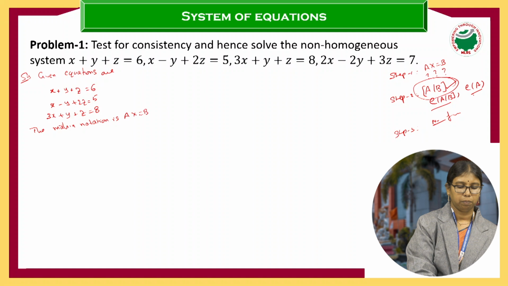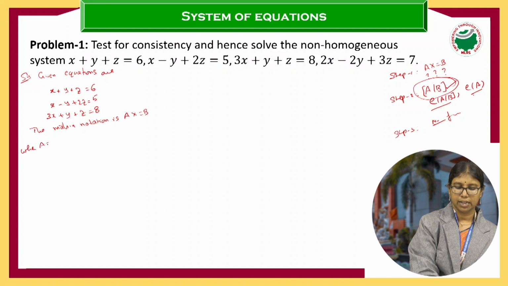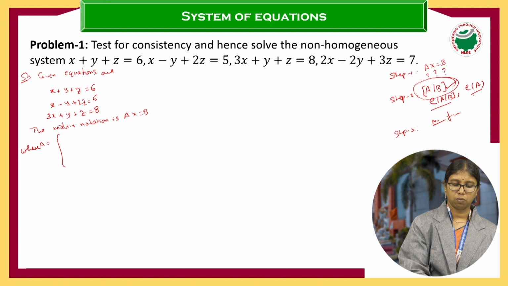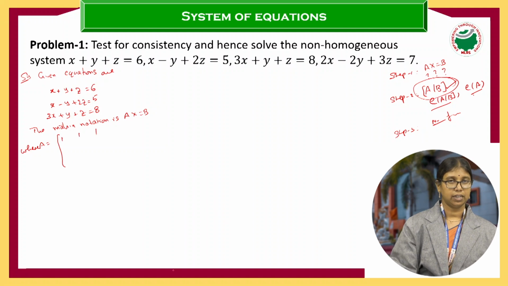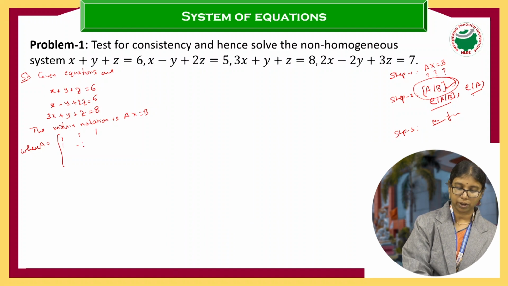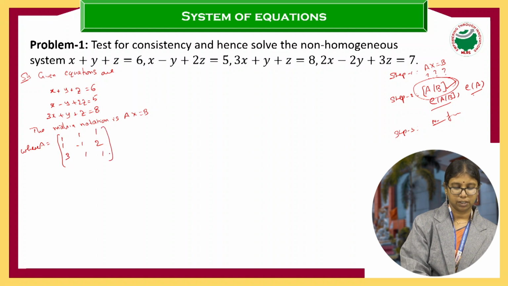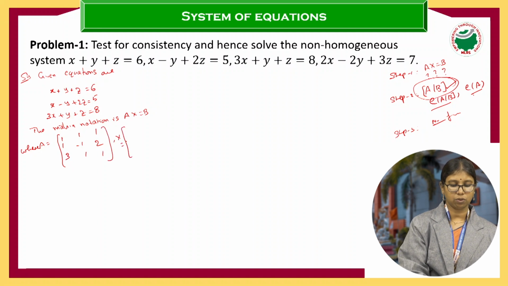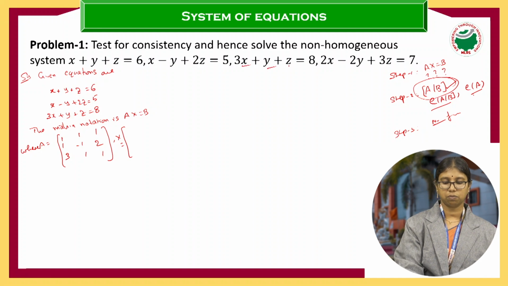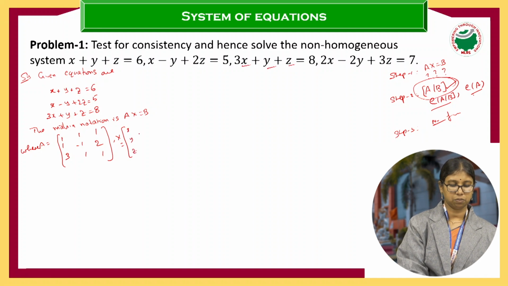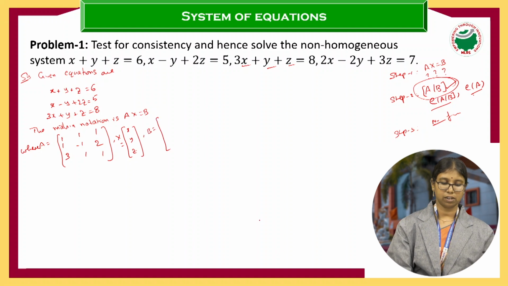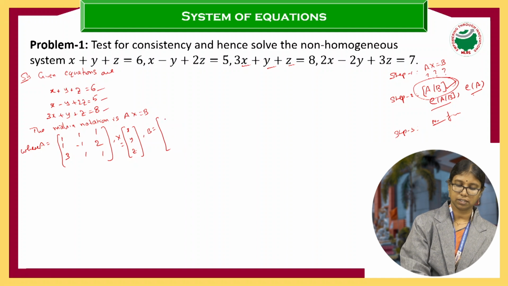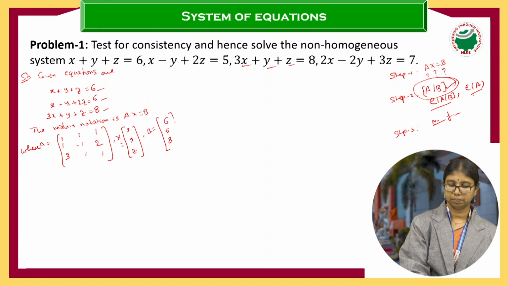The matrix notation is Ax equal to b. What is A? A is the coefficient matrix. What coefficients do we have here? For the first equation, the coefficients are 1, 1, 1. Next for the second equation, the coefficients are 1, minus 1, 2. And the third equation, 3, 1, 1. Next, capital X is the unknown variables. What are the unknowns here? x, y, z. Next, capital B is the constant vector, the right-hand side values, which are 6, 5, 8.